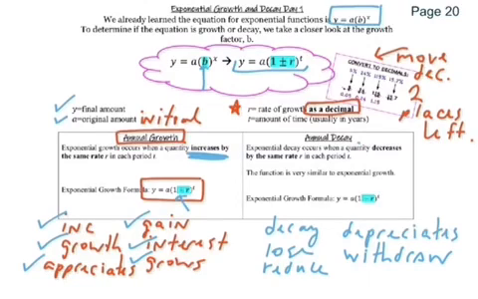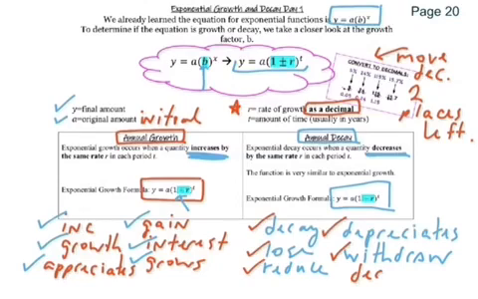When it's going to be an annual decay, meaning that the quantity is decreasing, you will use the formula y equals a(1 minus r) to the t power. If you see words such as decay, loss, reduce, depreciate, withdraw, or decrease, that's how you're going to know to use the formula with 1 minus r inside of the parenthesis.